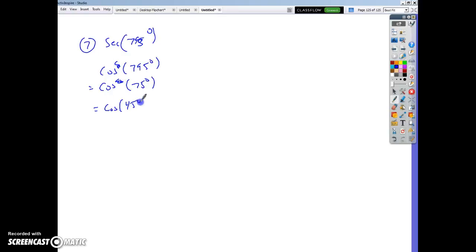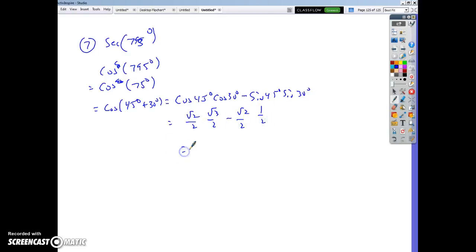So that's 45 degrees plus 30, right? So then I look over there and go cosine of 45 plus 30. So we go cosine 45 degrees, cosine of 30 degrees, minus sine of 45 degrees, sine of 30 degrees, right? So that's going to be root 2 over 2, root 3 over 2, minus root 2 over 2, 1/2. That gives me root 6 minus root 2 over 4. Agreed?